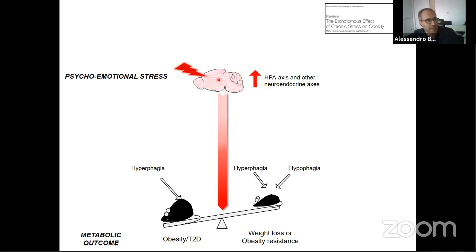For the psychiatrists and psychologists in the audience, one of the major pieces of evidence in this field is that when you expose an organism, really human or animal model, to stress, you can have one of two outcomes. They can become obese, or they can be resistant to obesity, or actually lose weight. Interestingly, this is not univocally associated with hypophagia or hyperphagia. There are conditions of hyperphagia associated with obesity resistance. And the field has always been split on this dichotomic effect without a clear answer.